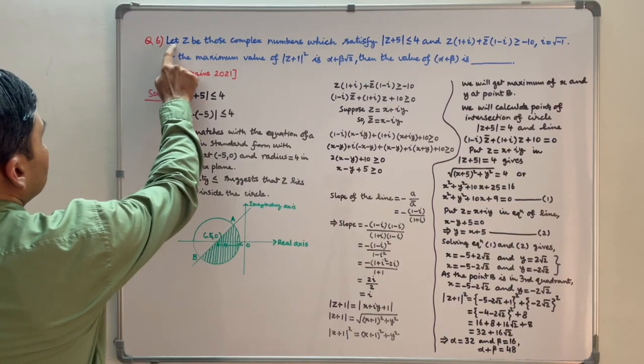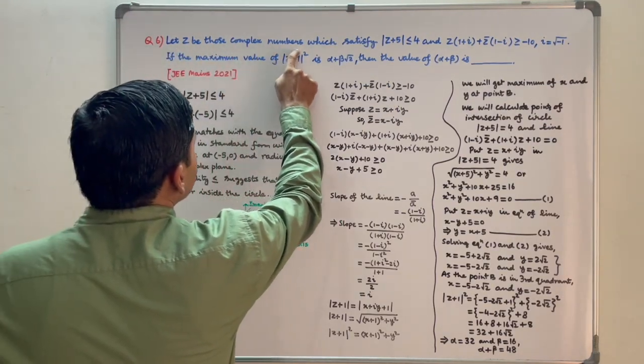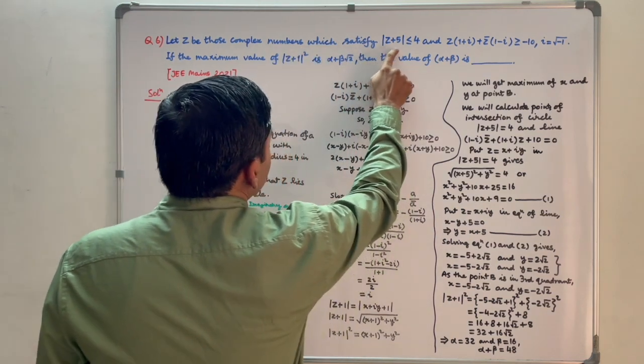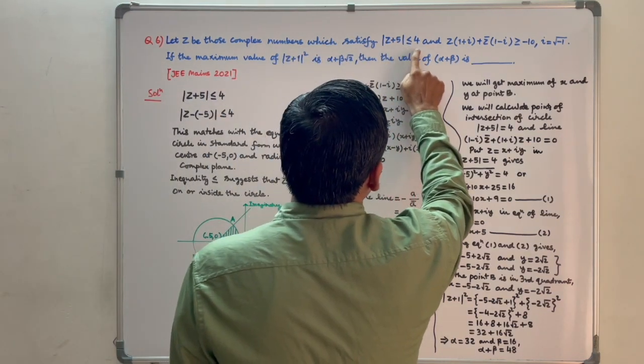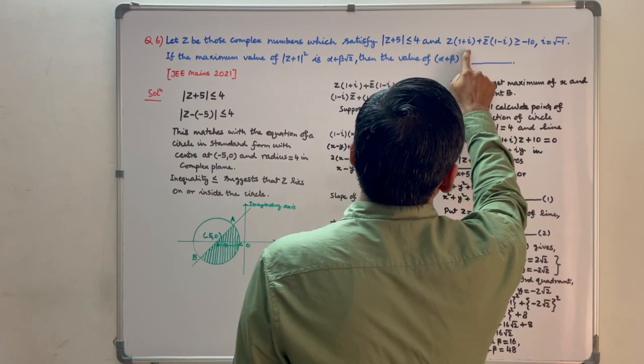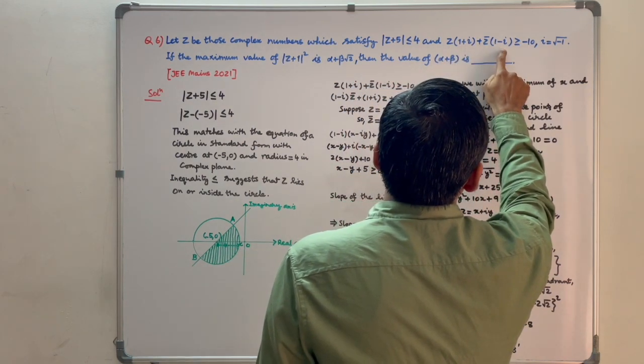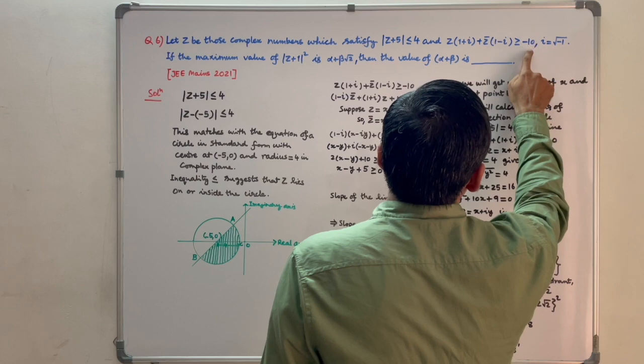Sixth question. Let Z be those complex numbers which satisfy mod of (Z plus 5) is less than or equal to 4 and Z into (1 plus i) plus Z bar into (1 minus i) is greater than or equal to minus 10.